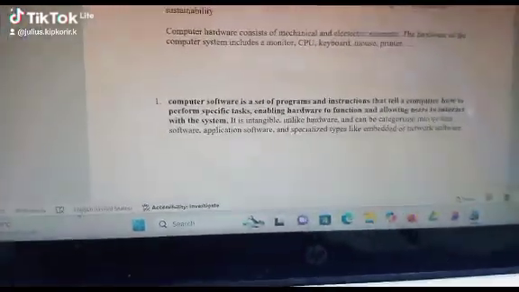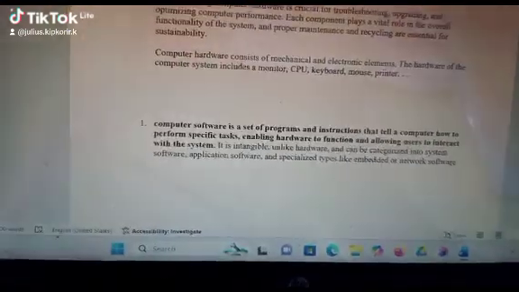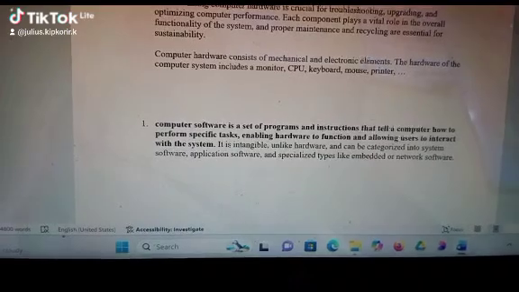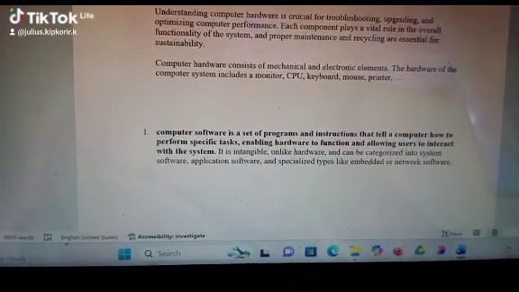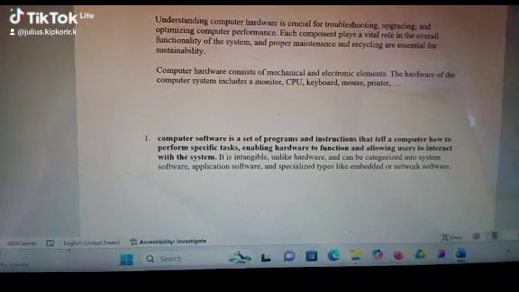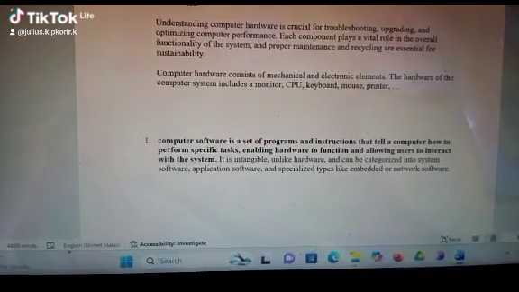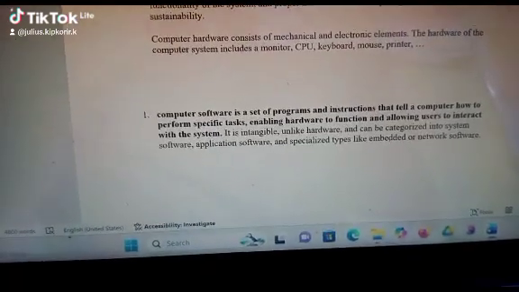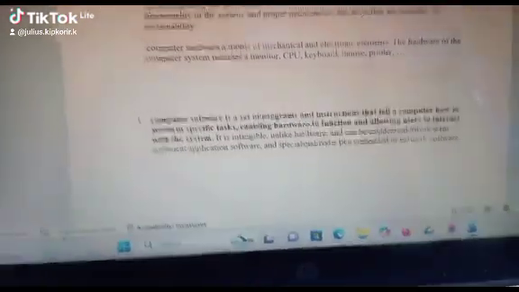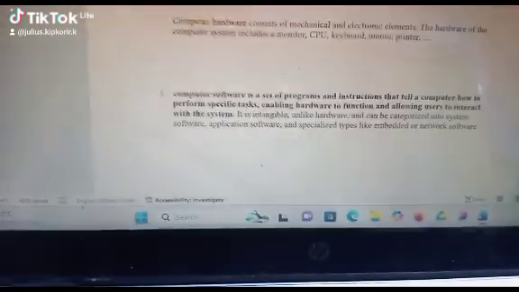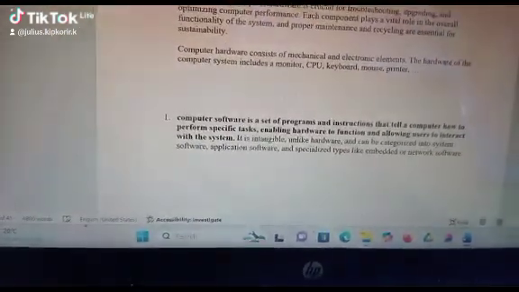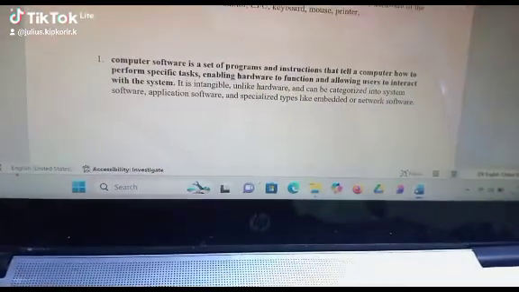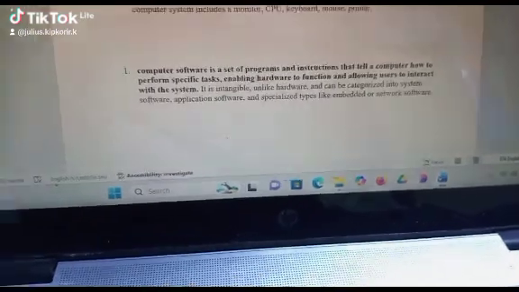So basically, software. Computer software is a set of instructions that tell the computer what to perform specific tasks, enabling the hardware to function and allow users to interact. In fact, those are non-physical items of a computer that instruct the computer on what to do and how to do it. So the intangible parts. Examples are system software, application software and network software. So basically, those are some of the software that we have.